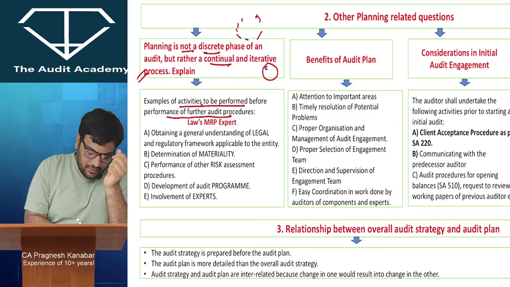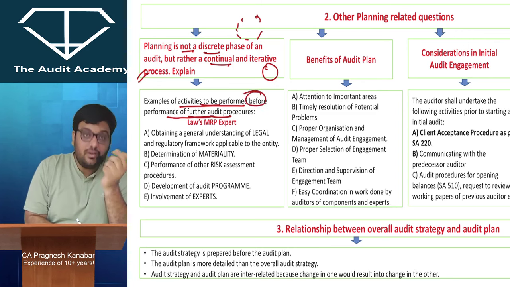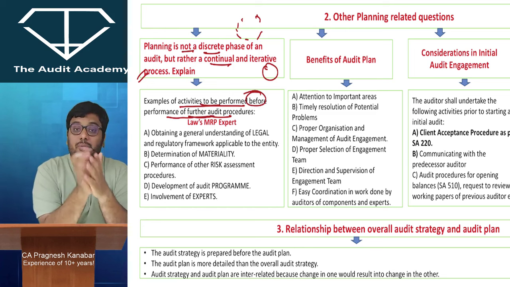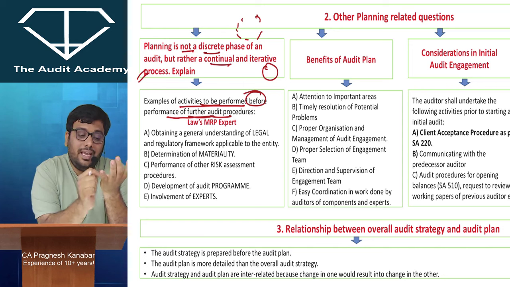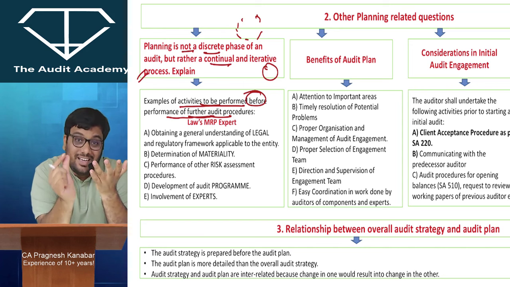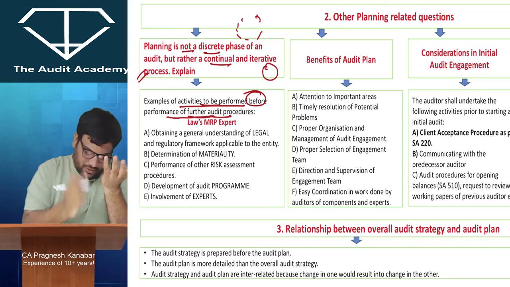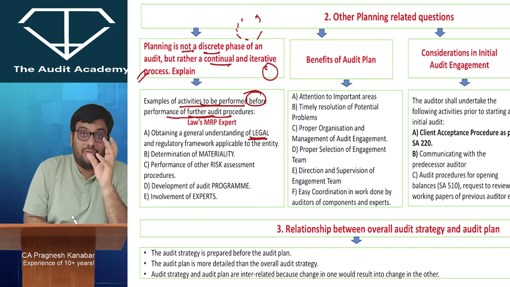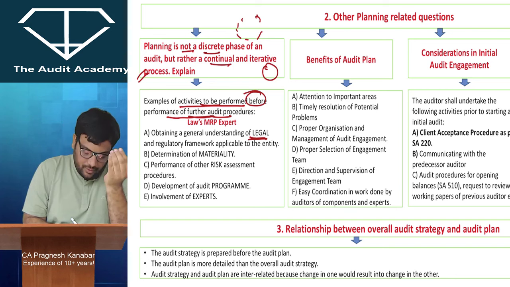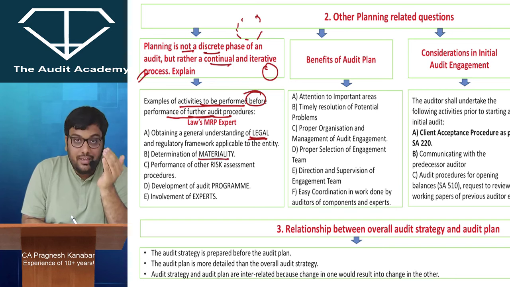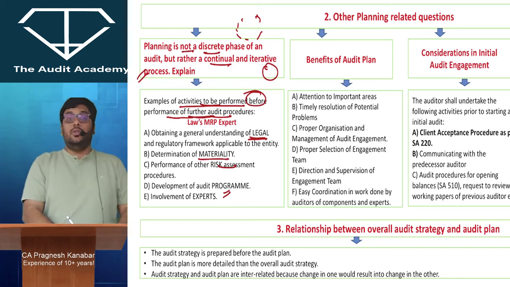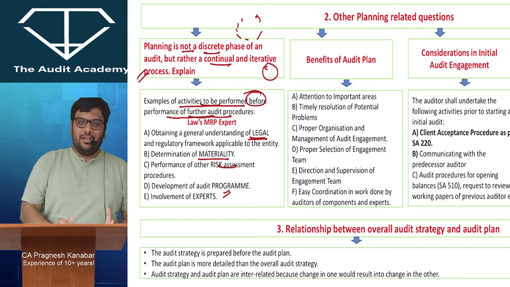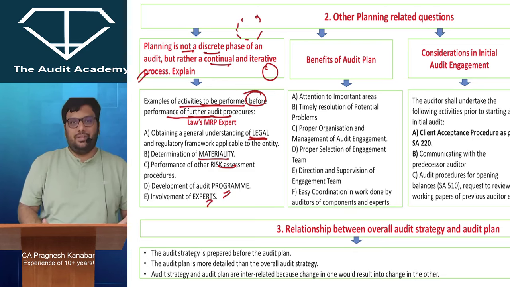So what are the activities to be performed before further audit procedures? What are the activities to be performed before we begin our testing stage, all right? You should be very clear about the entity, the law, the AFRF. You should set your materiality level, all right? So these are the activities. You can remember any two out of these. So legal framework, all right? You should be very clear about the laws and regulations applicable to the entity. The materiality should be very clear. You should perform other risk assessment procedures to find out risk of material misstatement. Then you should develop a checklist, program and so on, all right, and involvement of experts, correct?